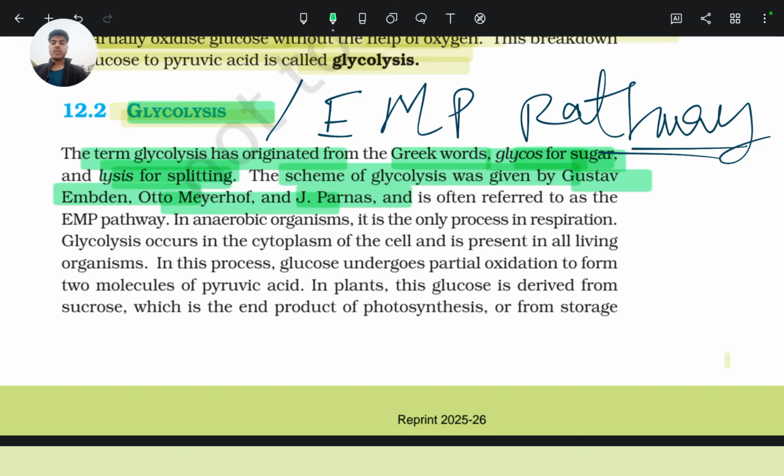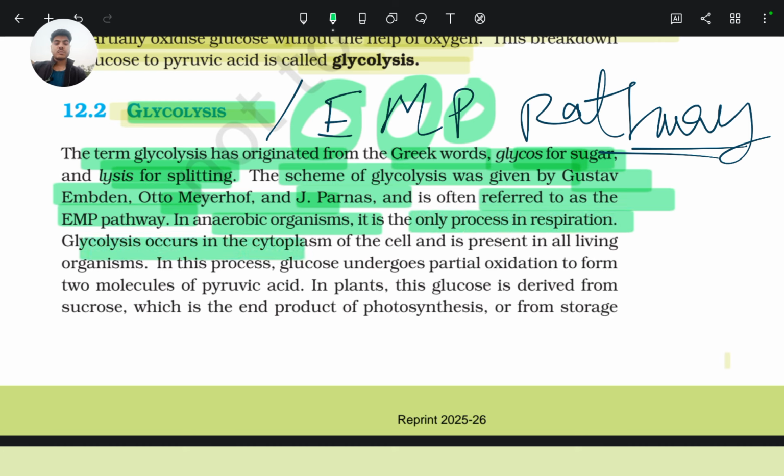Because it is given by Gustav Embden, Otto Meyerhof, and J. Parnas, it is also referred to as the EMP pathway. In anaerobic organisms, it is the only process in respiration. Glycolysis occurs in the cytoplasm of all cells, so it only takes place in the cytoplasm of the cell in all living organisms.